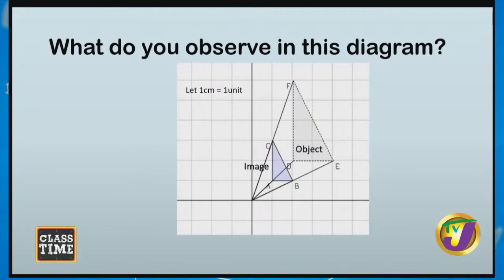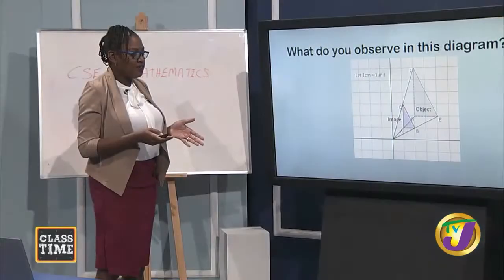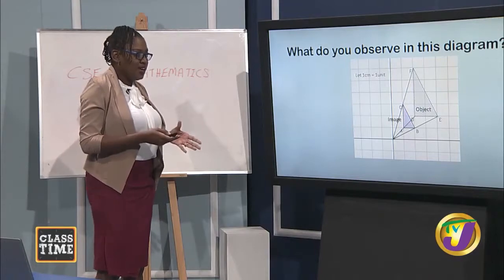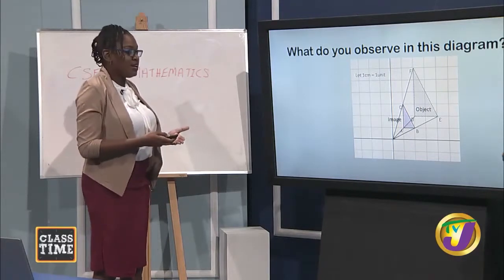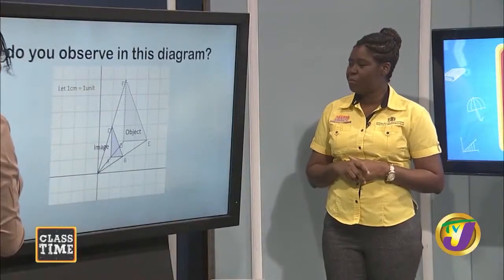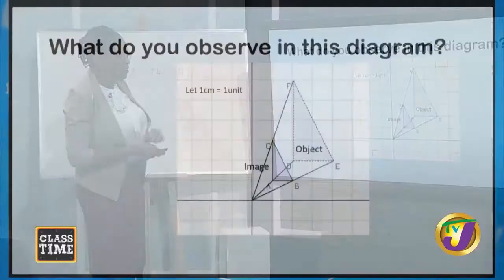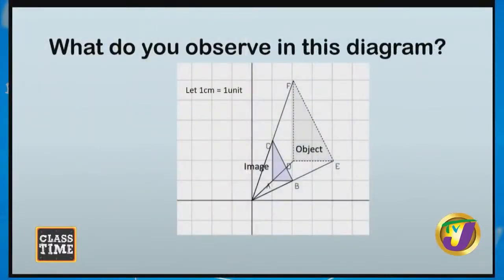Just for a quick recap, we know that the area of a right angle triangle is linked to the area of a rectangle. So if I can find the area of the rectangle, I simply halve that area to find the area of my right angle triangle. Let's start with the object. For the object, DE would be 2 units, and we have a scale here that says that 1 unit is 1 centimeter. So DE would be 2 centimeters, and DF would be 4 centimeters.